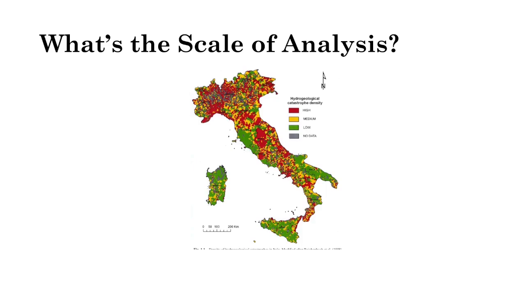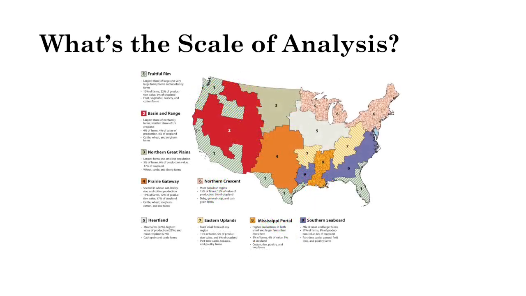What about this one? We're looking at Italy, which is a country. So we're looking at a country scale, but we're looking at very specific areas within Italy, more local areas. So this is a local scale of analysis. What about this one? We're looking at the United States, so a national scale, but we're looking at different regions within the United States. So we're looking at a regional scale of analysis. Subnational may also work because these entities are all smaller than the country.